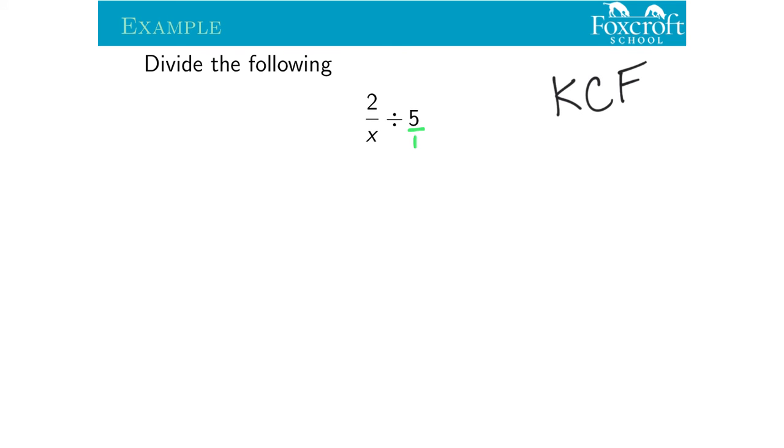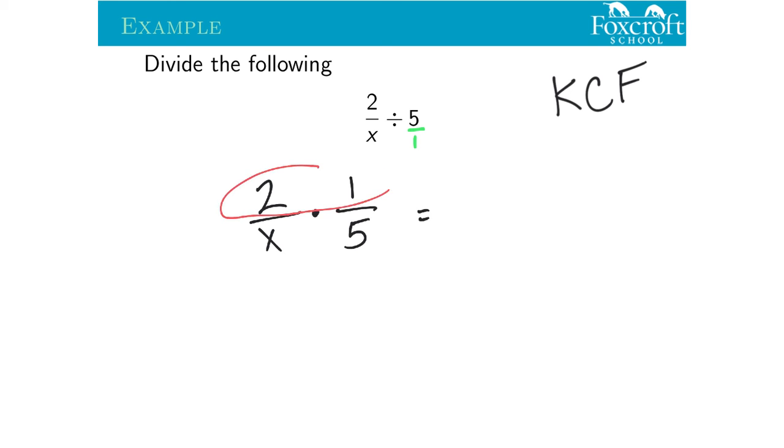So we keep the first fraction the same. We change division to multiplication. And we flip the second fraction. 5 over 1 becomes 1 over 5. So all you do is you change a division problem into a multiplication problem.